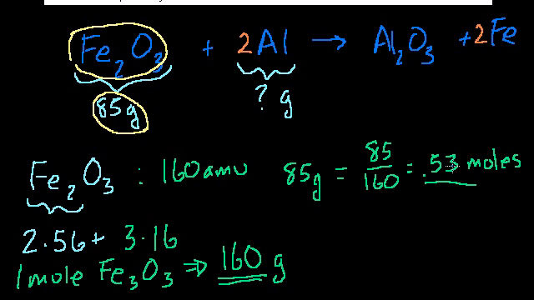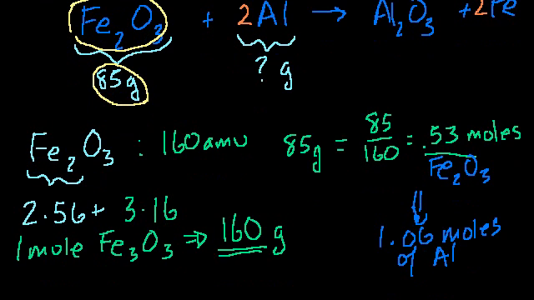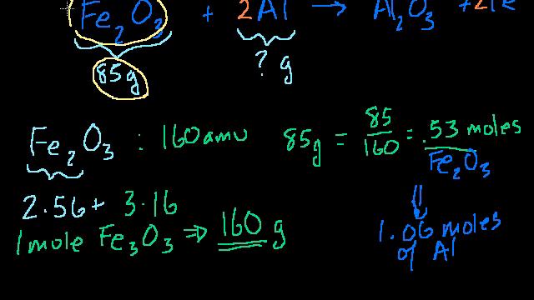So if we have 0.53 moles of iron 3 oxide, then we're going to need twice as many aluminum. So we're going to need 1.06 moles of aluminum, right? I just took 0.53 times 2, because the ratio is 1 to 2. For every molecule of this, we need 2 molecules of that. So for every mole of this, we need 2 moles of this. If we have 0.53 moles, you multiply that by 2, and you have 1.06 moles of aluminum. All right, so we just have to figure out how many grams is a mole of aluminum, and then multiply that times 1.06, and we're done.